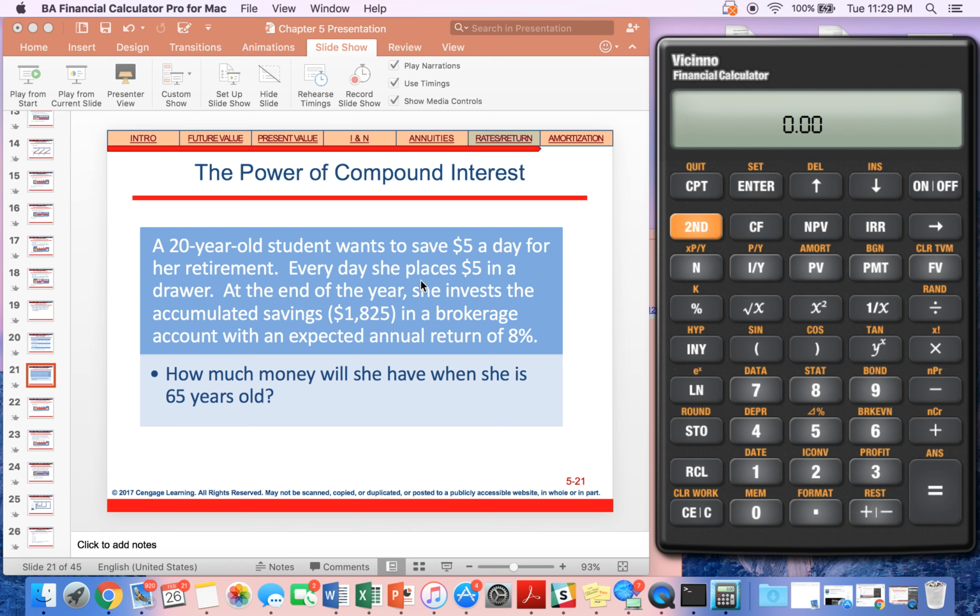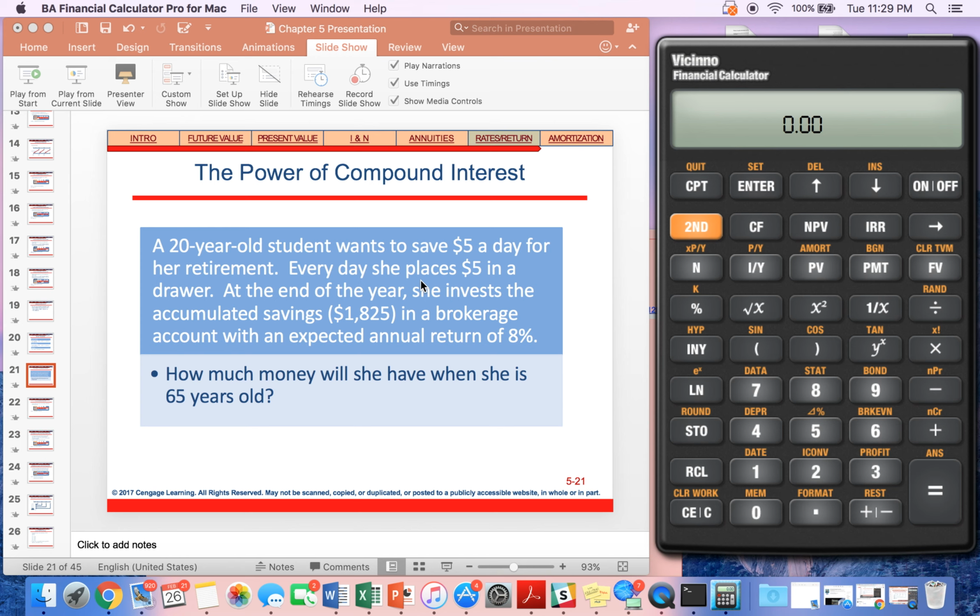So let's go ahead and break this question down. It says a 20-year-old student wants to save $5 a day for her retirement. So every single day she places $5 in a drawer. At the end of the year, she invests the accumulated savings of $1,825 in a brokerage account with an expected annual return of 8%. You've got a lot of information, but the question we're trying to answer here is, how much money will she have when she's 65 years old?